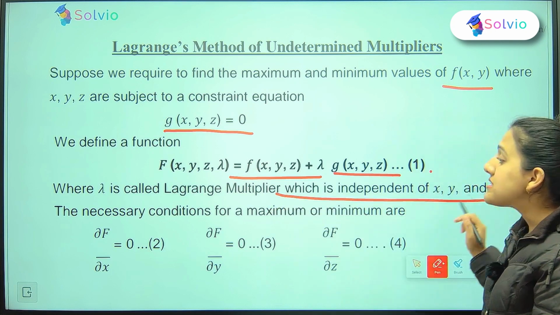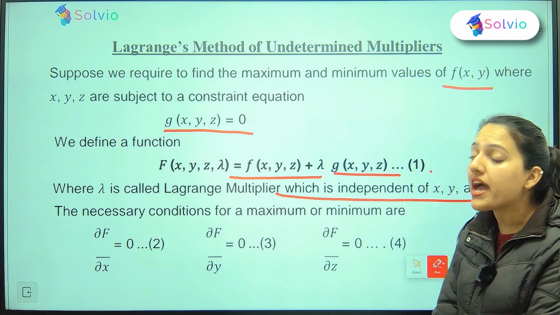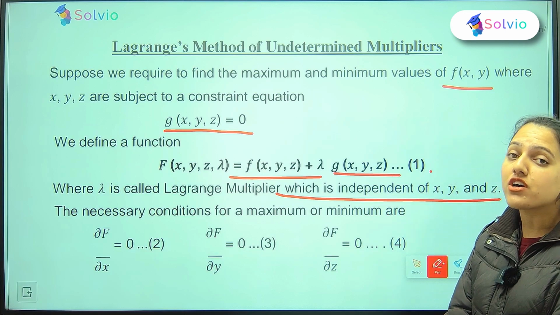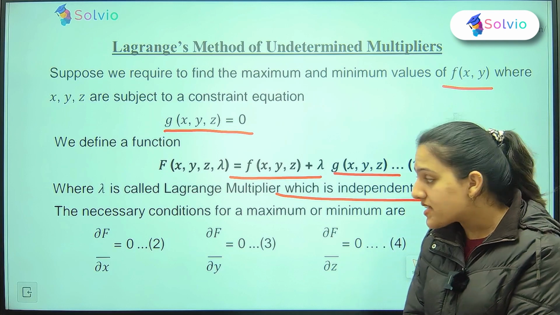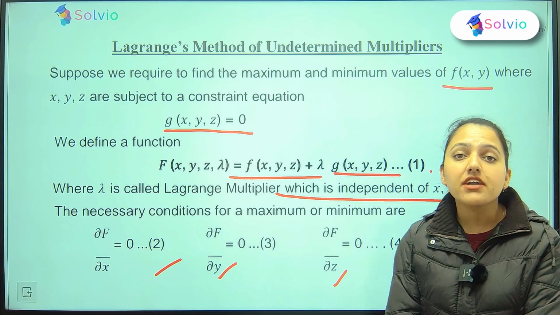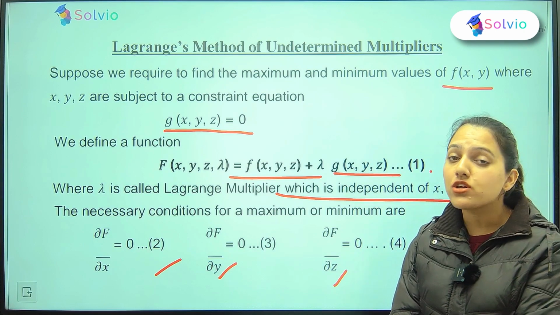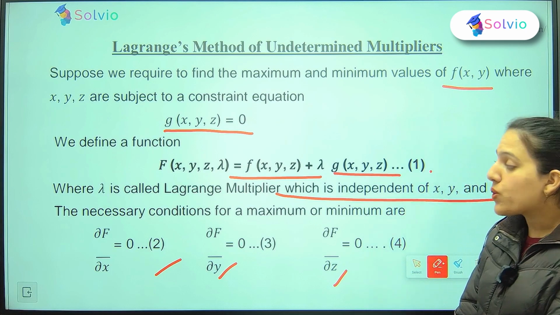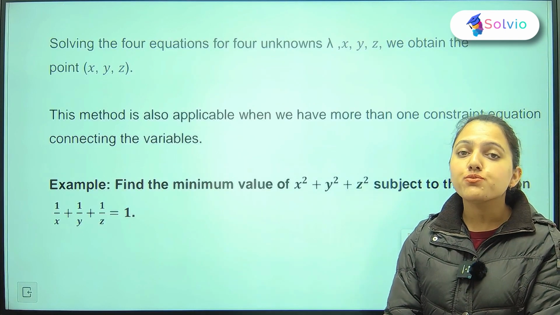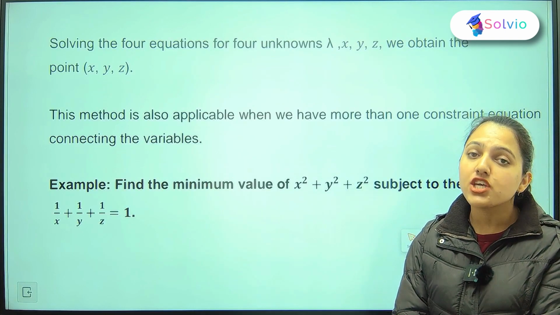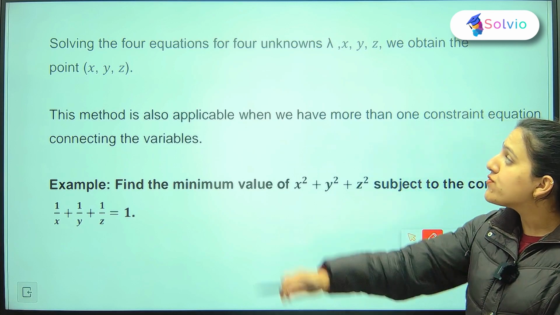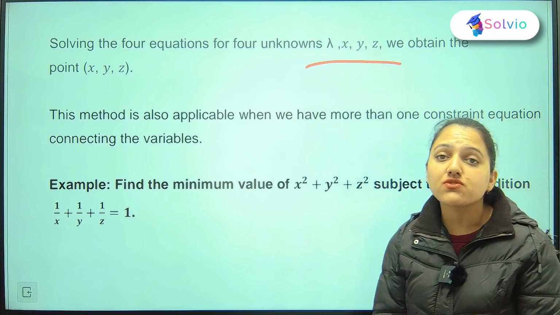So now the necessary conditions for a maximum and minimum are, here we will find the first order partial derivatives of function capital F with respect to x, then with respect to y and then with respect to z, and after that we will substitute these derivatives equal to 0 and mark them as equation number 2, 3 and 4. So students, after putting the values of partial derivatives equal to 0, we will get 4 equations and we need to find 4 unknowns, that is lambda, x, y and z.